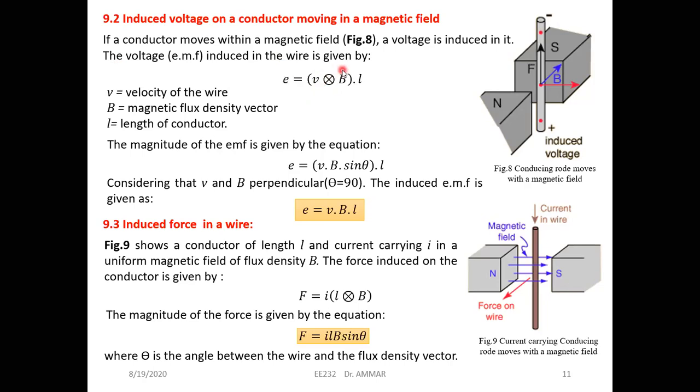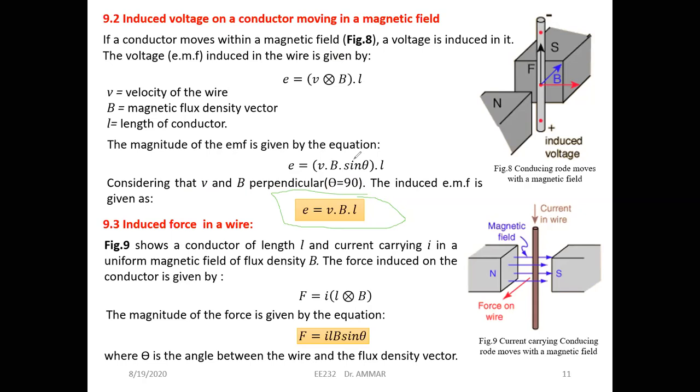We have seen this in our first session, how we can generate an AC waveform. Of course, from the cross product, E equals V times B times sine theta, where theta is the angle between those vectors, times L. If we consider that those are perpendicular, sine theta becomes 1, and the final expression is E equals V times B times L.